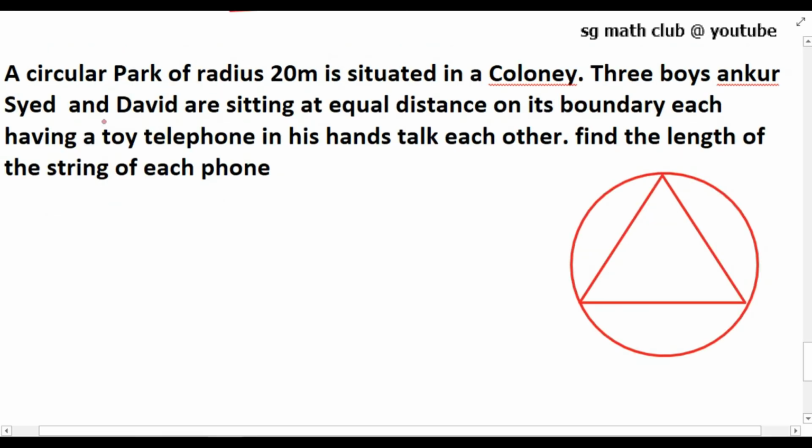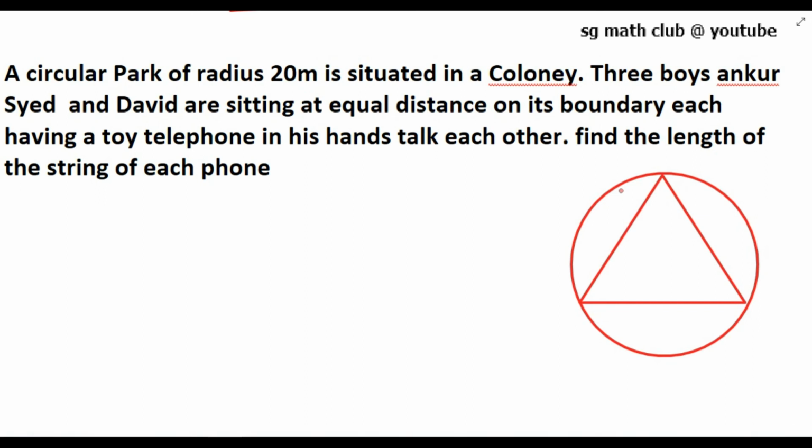Next question: a circular park of radius 20 meters is situated in a colony. Three boys, Ankur, Said and David, are sitting at equal distances on its boundary, each having a toy telephone in his hand, talking to each other. We need to find the length of string of each phone.